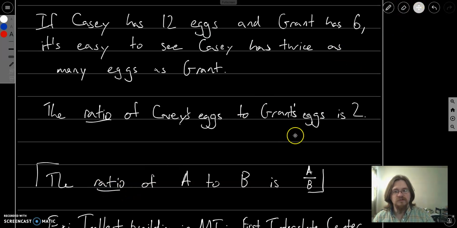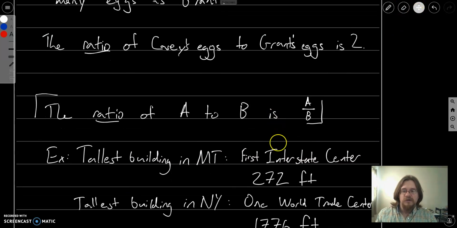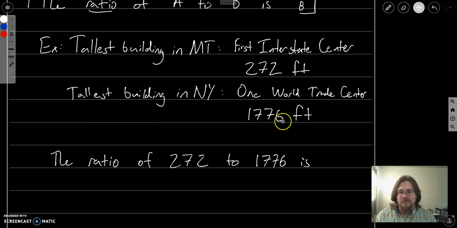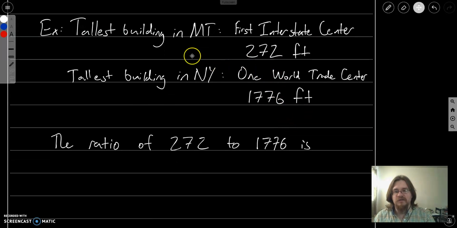We can find all sorts of ratios. So for instance, let's look at the ratio of the tallest building in Montana, which happens to be the First Interstate Center in Billings, which is 272 feet, versus the tallest building in New York, which is the One World Trade Center, which is 1776 feet. I think they chose that specifically.